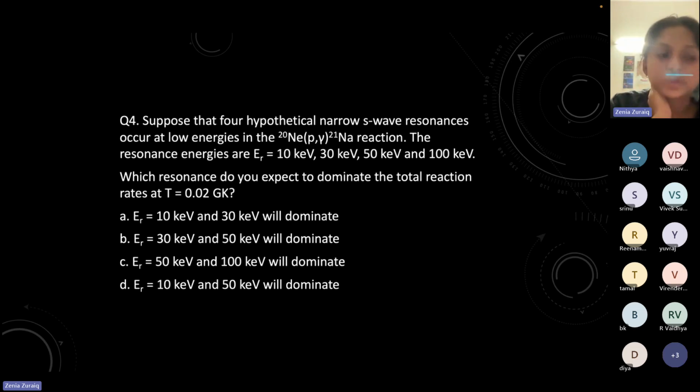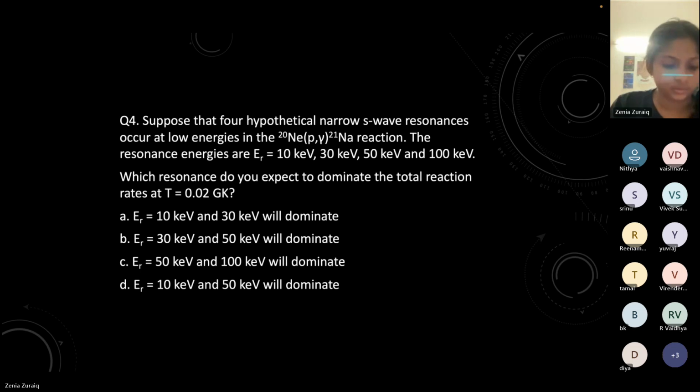Last week we talked about gamma peak. If you don't remember, please go and watch last week's lecture. The gamma peak gives you the optimal energy range where the reaction happens for a particular temperature, right? And gamma peak has two things: the peak energy and the peak width. We've learned how to calculate both of these. Now, in this question, they told you that this is a resonant reaction which happens at four particular values of energy. It peaks, the resonance happens. They want to know which two resonances will play a role at a particular temperature. For that, we need to match the gamma peak and these energies.